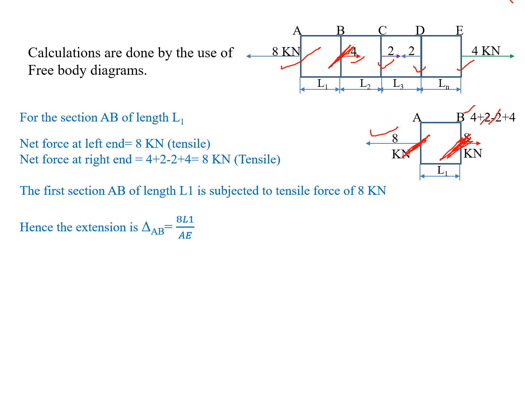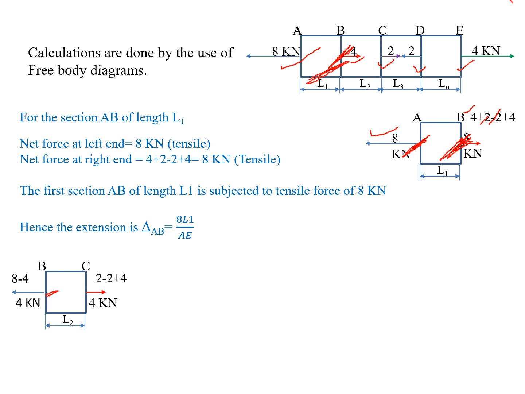Next we have to calculate the delta 2, that is the deformation for the BC member. For this, first we have to calculate the net forces acting on member BC. First we have to draw the free body diagram of BC. Here we have to observe at point B what the net forces acting are.